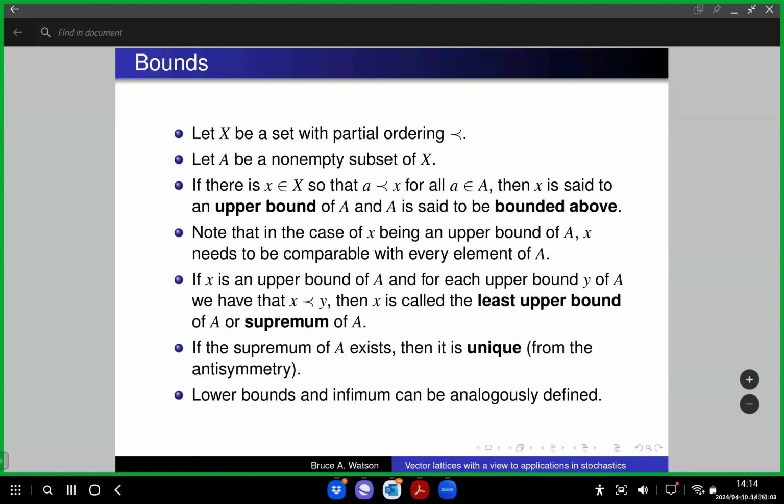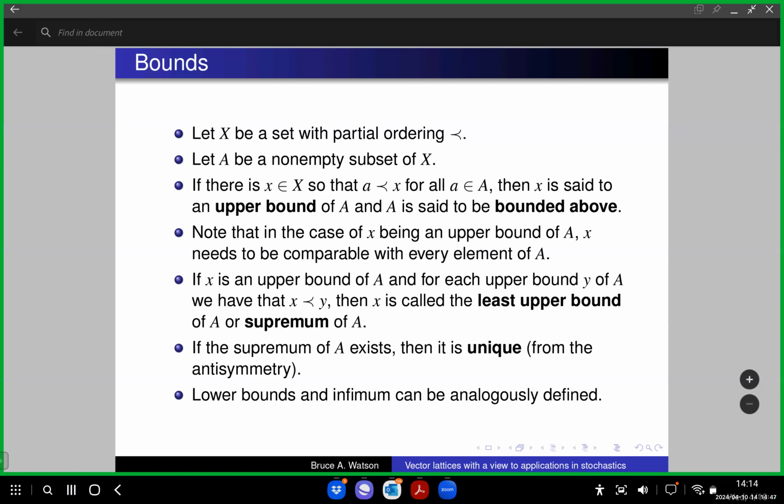The next thing we need to look at are things like bounds, maxima, minima, and suprema, because we are hoping to get to the point where we can talk about lattices. So we start off with the set X. We have a partial ordering predecessor on it, and we take a non-empty subset A of X. If there's some element lowercase x in X, so that every a from the set A is a predecessor of little x, then x is said to be an upper bound of A, and A is said to be bounded above.